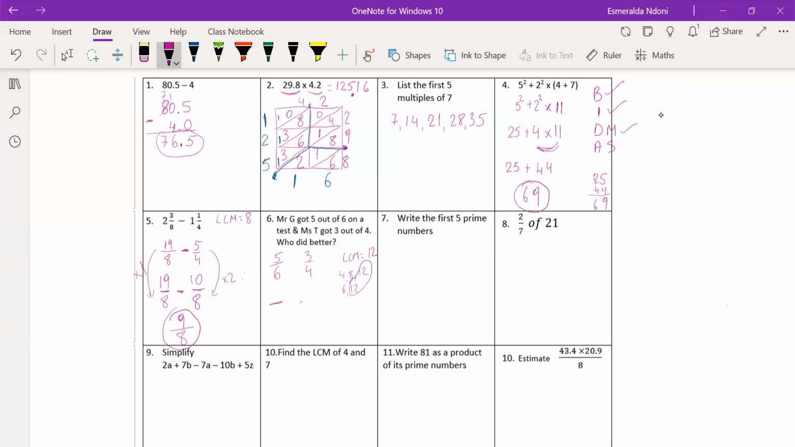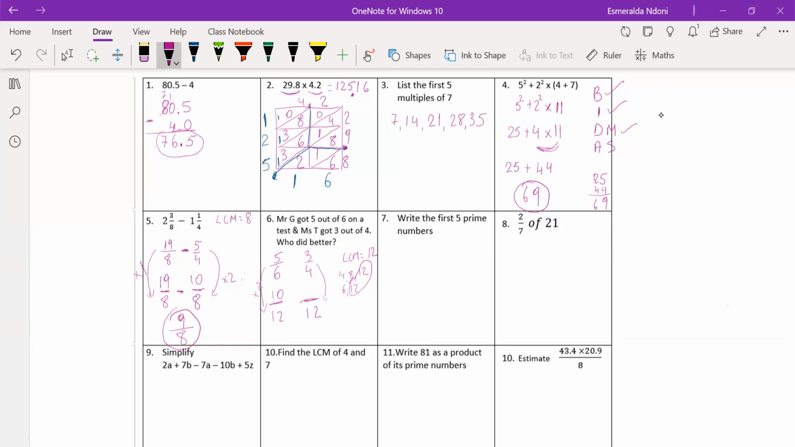So we need to write each of these fractions with a denominator of 12 in order for us to compare them. Okay, let's start. The first one, how did 6 go to 12? Well, that's times 2. So I do the same to the top. That will give me a 10.